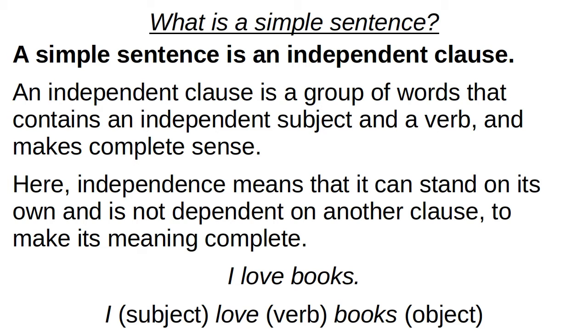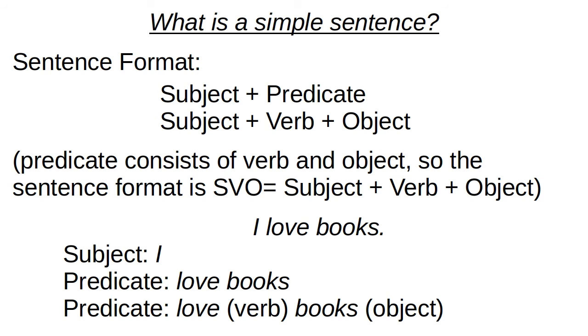For example, I love books. I is the subject, love is the verb, books is the object. The order that is followed is subject, verb and object. SVO. We do not write verb, subject, object or object, verb, subject or object, subject, verb. Love I books, books love I is not written. In the English language, we follow subject, verb, object. So we write I love books.